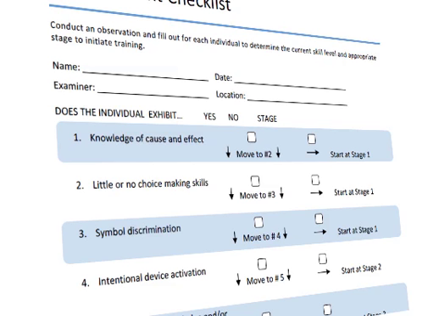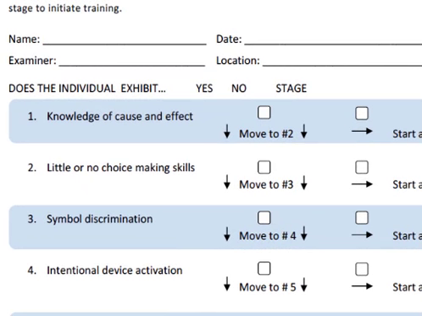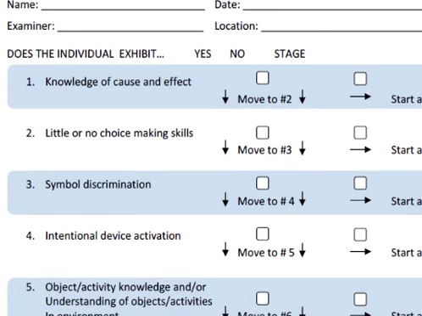If you check yes, then underneath it says move to number 2. Little or no choice-making skills. If you're not sure, then you'd start there, but if you know they can make choices, then you keep going down. So you go down to number 3. Do they have symbol discrimination? That means, do they understand the difference between a symbol of a chair and maybe a symbol of a ball, or even more complex, do they understand the difference between a symbol of a chair and a symbol of sit? If not, then you would go and go across, you'd check no, and you'd start at stage 2.